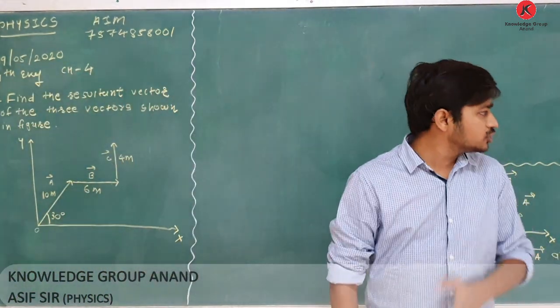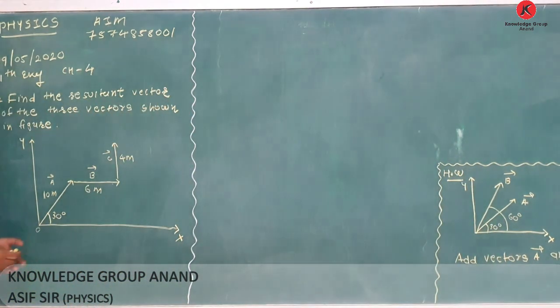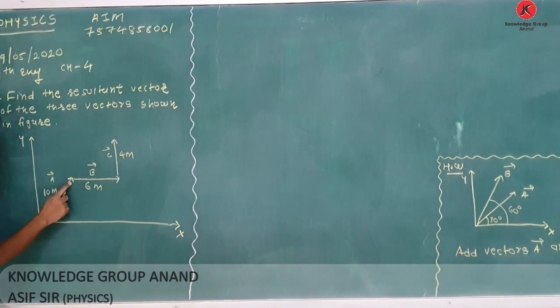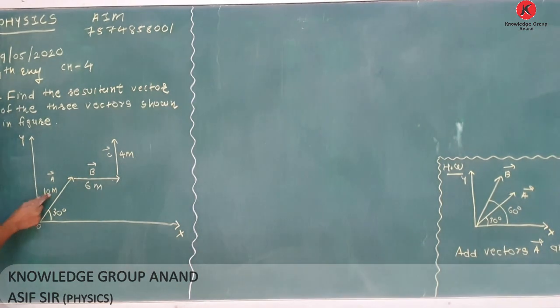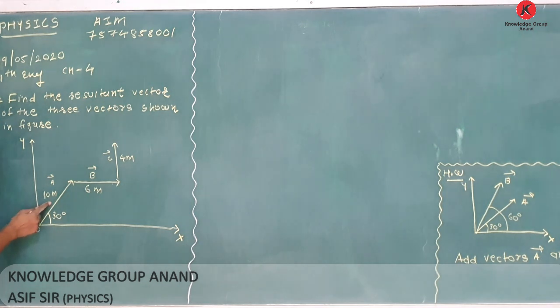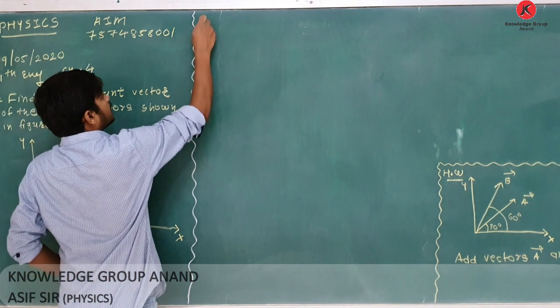What is the magnitude and direction for vector A? First of all, for vector A, here it is. See, 10 meter is its magnitude, and this 30 degree is the angle vector A is making with the positive x-axis. Clear about this? Then what is the magnitude of vector A? 10. What is the direction of vector A? 30 degree.